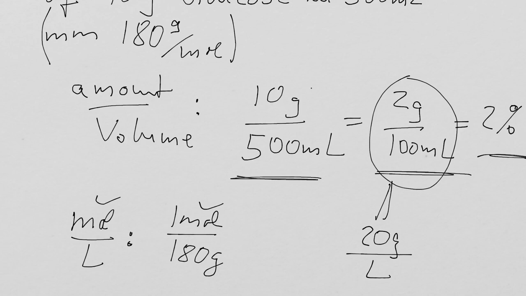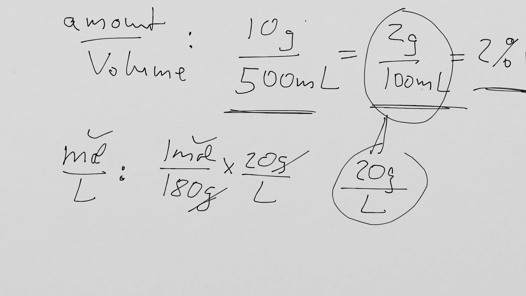The grams is what we just did, 20 grams per liter. Times 20 grams per liter. Now what happens to the grams? Grams cancel out. What's the unit that's left? Moles per liter. What do we want? This is exactly what we want, isn't it? So we can stop. And we can say for our molar concentration, it is 20 mole divided by 180 liter.